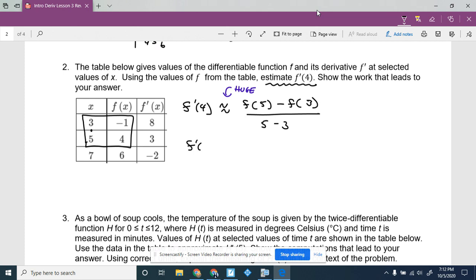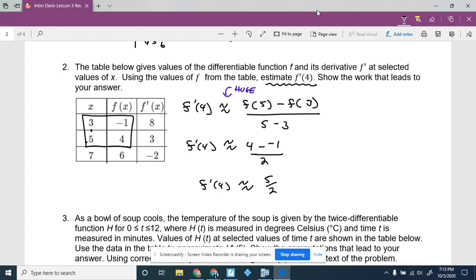So then I'll come down and carry this along. F prime of 4 approximately equal to f of 5 is 4, f of 3 is negative 1. Got to be careful there. 5 minus 3 is 2. So now I get f prime of 4 is approximately equal to, this would be 5 over 2.